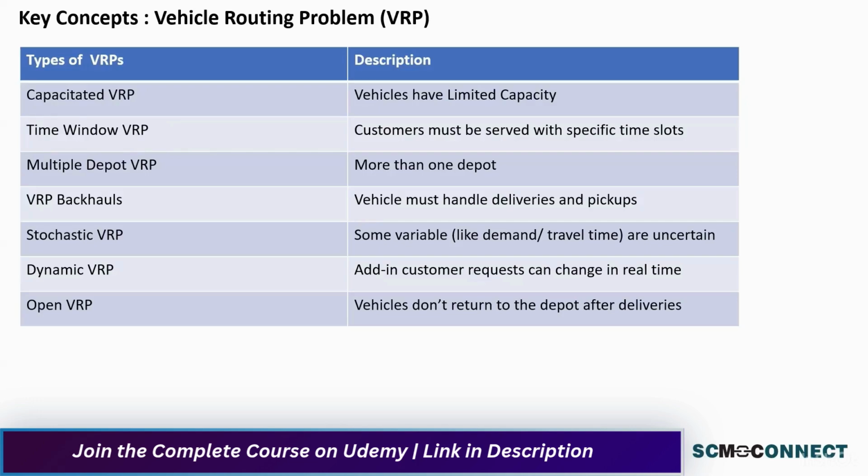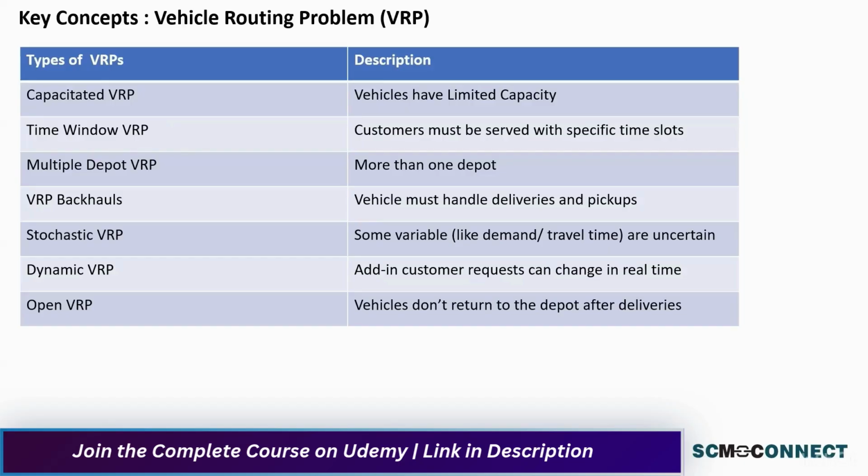Stochastic VRP, where demand and travel time are uncertain, very, very realistic. You could face jams, you could have higher or lower demand. Dynamic VRP, where customer requests can change in real time. You are carrying material and the demand changes midway. This could happen in a lot of cases in the FMCG industry.